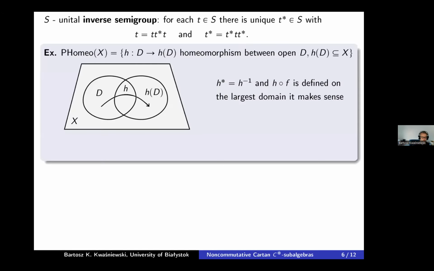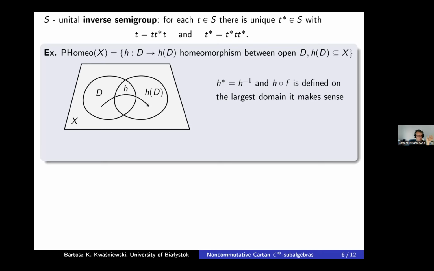Partial homeomorphisms form naturally an inverse semigroup. By partial homeomorphism, I mean a homeomorphism between two open sets. If we define the composition of such partial homeomorphisms as the map defined on the largest domain where the composition makes sense, then it is a semigroup which has no inverses in general, but it has these generalized inverses, and this will just be the inverse of the map from its codomain. So h star will be the inverse of this homeomorphism from D to hD.